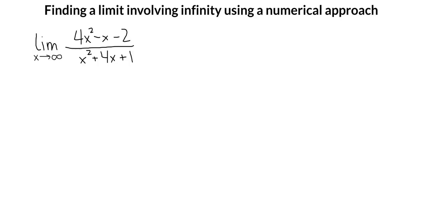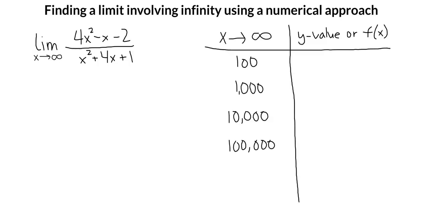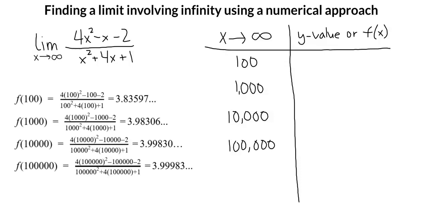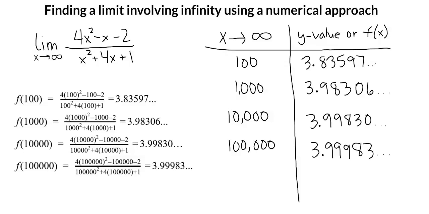For the numerical approach, we will use a table to find the values of f of x as x gets closer and closer to infinity. We will substitute x values of 100, 1,000, 10,000, and finally 100,000. Doing so provides the following y values. What y value do we get closer and closer to as we substitute larger and larger x values? The y value gets closer and closer to 4. That's correct. Therefore, we can determine that the limit as x approaches infinity of this function is equal to 4.